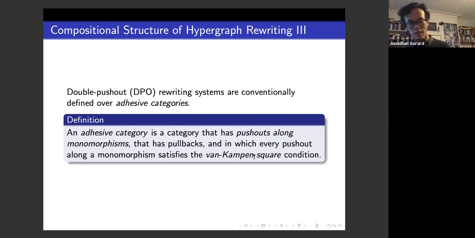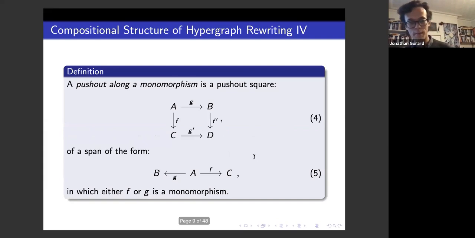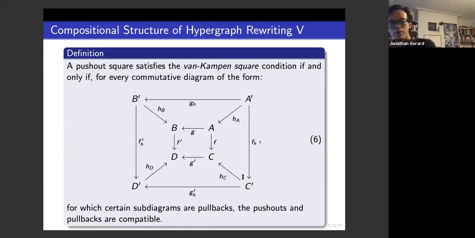Formally speaking, an adhesive category is one that has push-outs along monomorphisms, it has pullbacks, and every push-out along a monomorphism satisfies this rather technical condition called the Van Kampen square condition. I won't talk too much about the technical details, but basically what I mean by a push-out along a monomorphism is if we have a span like A goes to B, A goes to C, in which either of the two morphisms is a monomorphism, then the corresponding push-out of that span is called a push-out along that monomorphism.